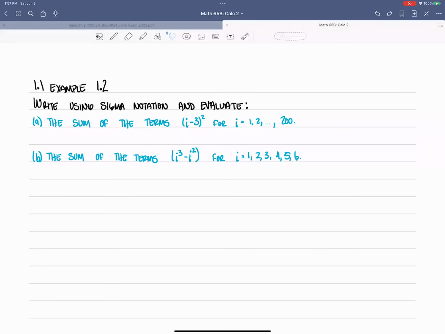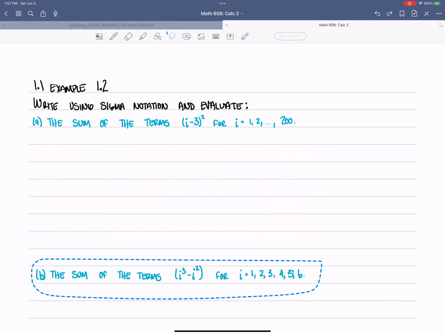Section 1.2, section 1.1, example 1.2. Write using sigma notation and evaluate. So the sum of the terms (i minus 3) squared for i being 1, 2, 3, all the way up to 200. So I feel like we're kind of experts at this point at writing sigma notation.